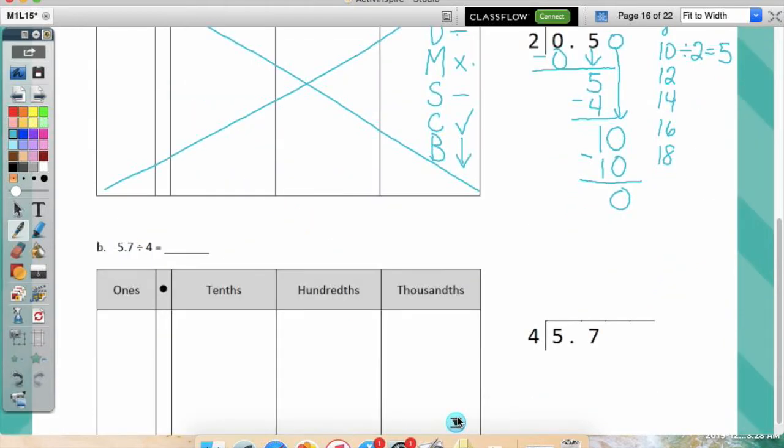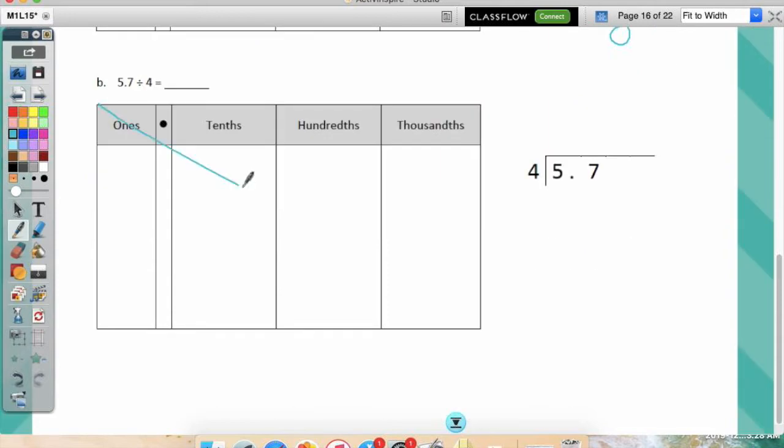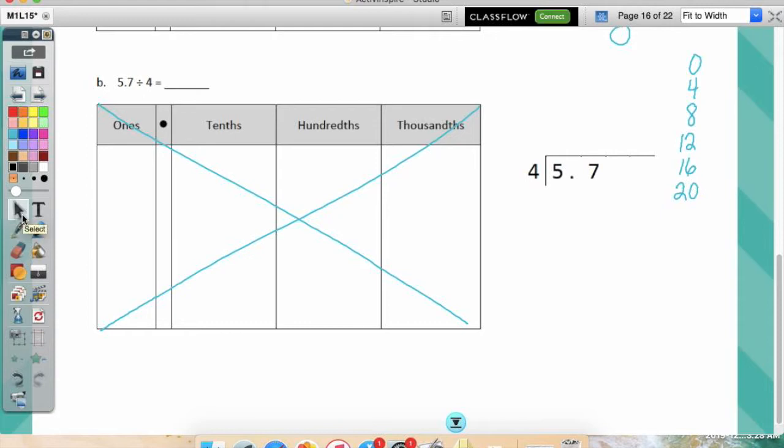Again, you can cross off the place value chart, but nicely, don't scribble. What will I skip count by this time? Should I stop at 20? It's a good guess, isn't it? Because it ends with a 0, I think I'll give it a try. I'm going to move this over a little bit, hopefully.